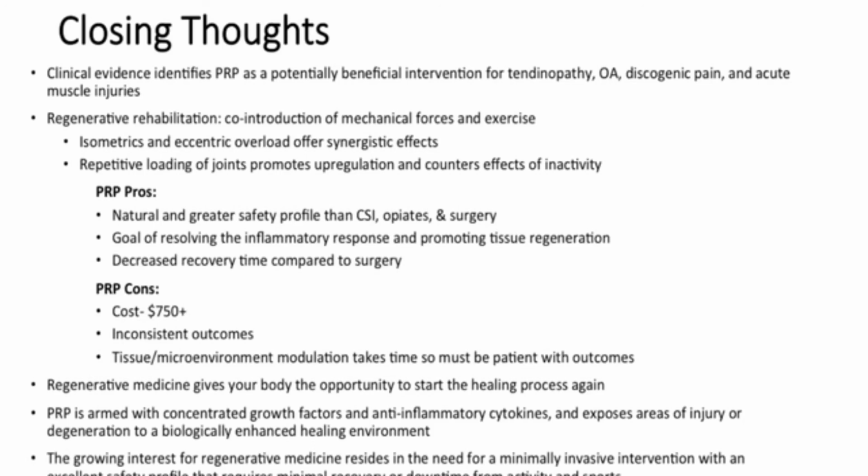So regenerative medicine gives your body the opportunity to start the healing process again. PRP is armed with concentrated growth factors and anti-inflammatory cytokines and exposes areas of injury or degeneration to a biologically enhanced healing environment. The growing interest of regenerative medicine resides in the need for a minimally invasive intervention with an excellent safety profile that requires minimal recovery or downtime from activity and sports.